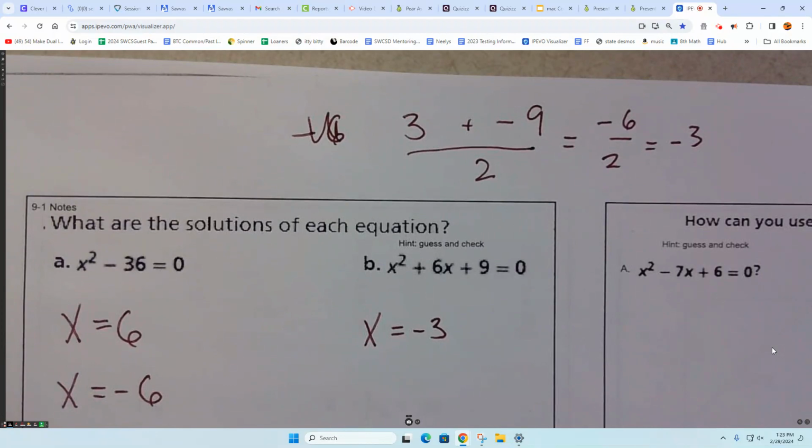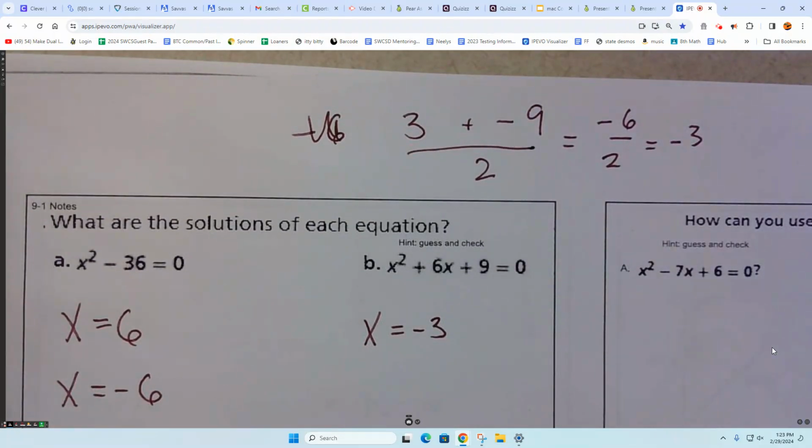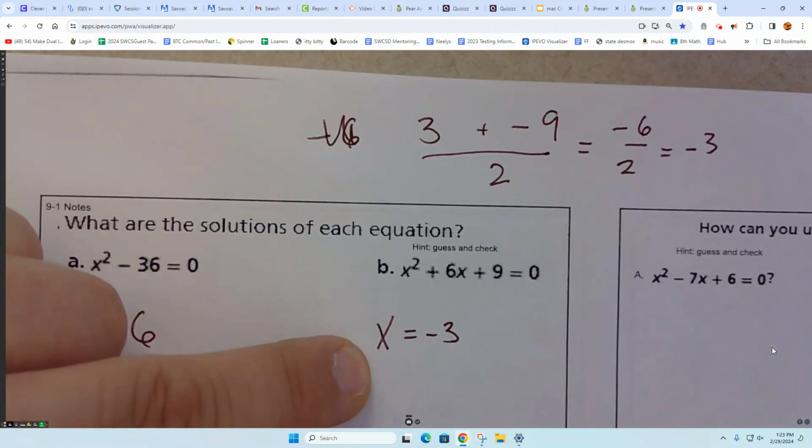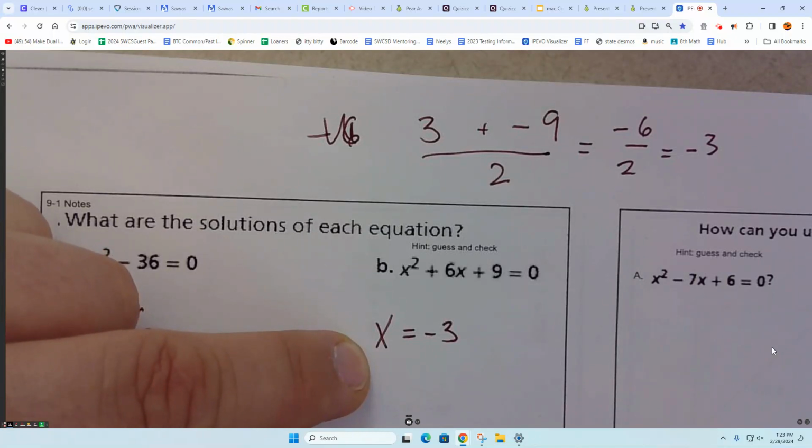That's what I said. So if that's the vertex, and that's one of the times it hits 0, when is the other time it hits 0?